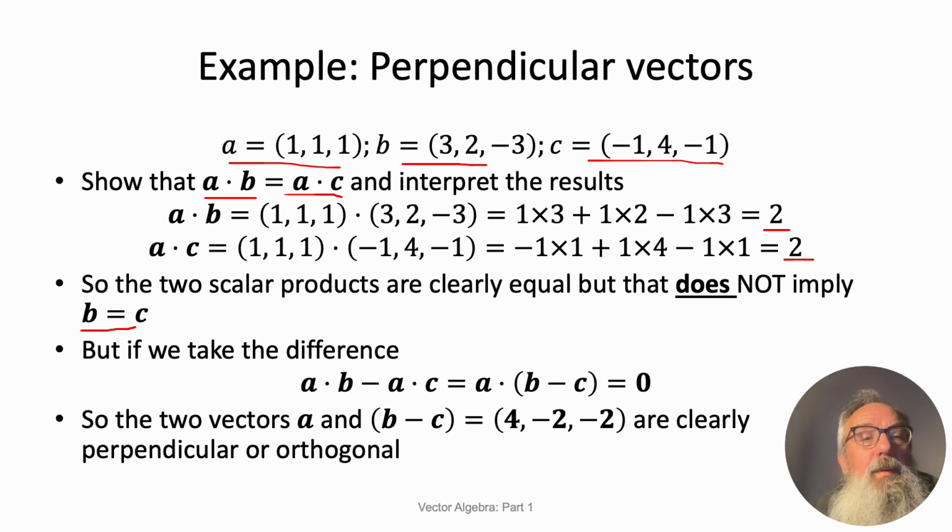Well, why not? So if we take the difference of A dot B minus A dot C, well, that's equivalent to this bracket, and it equals 0. So the two vectors A and B minus C, which equal that, are clearly perpendicular, or orthogonal, or at right angles to each other. So theta would be 90. That's an important example to be aware of, just understand its implications.